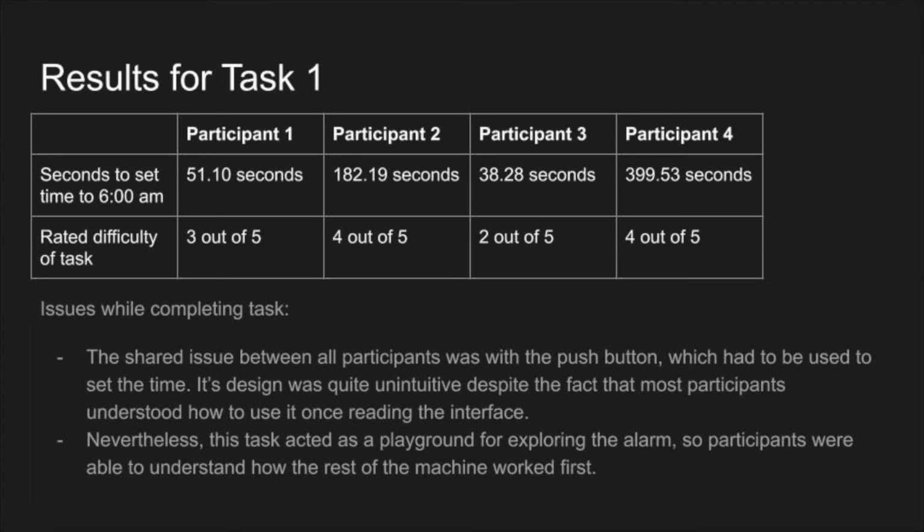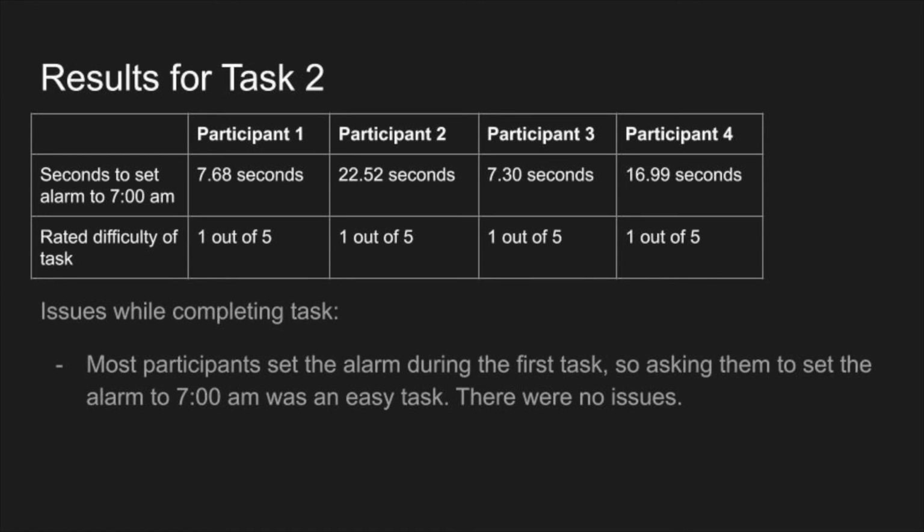As indicated in our results for Task 1, users experienced a range of difficulty when attempting to complete the first test. Times ranged from about 40 to 400 seconds, and difficulty ratings ranged from 2 out of 5 to 5 out of 5. Most issues that users experienced arose from the unintuitive design of the time set button that had to be held down. Task 2 was very similar to Task 1.